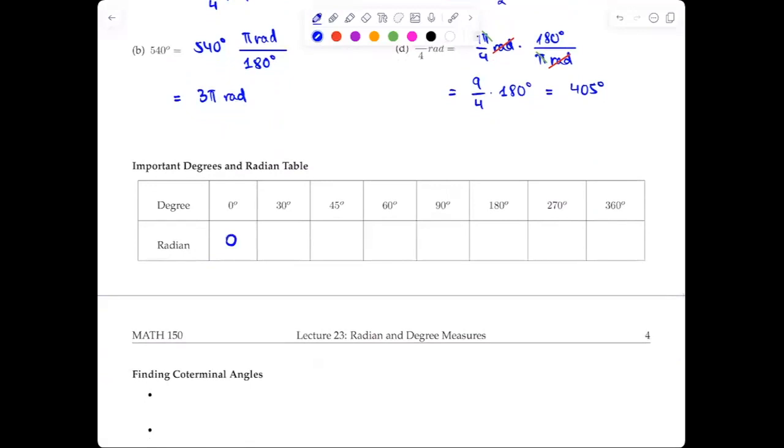So for radian measure, I just write the number, not going to write the unit. Yeah, correct. Oh yes, pi over 6. Good.